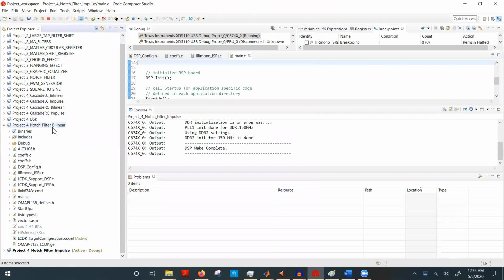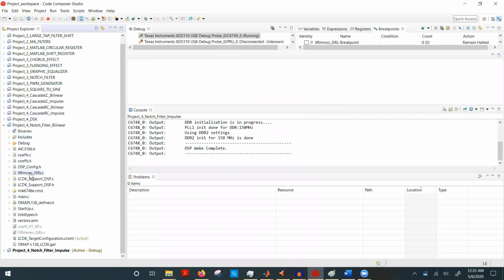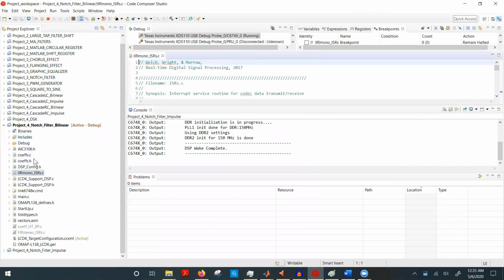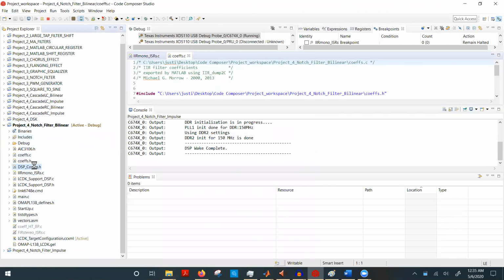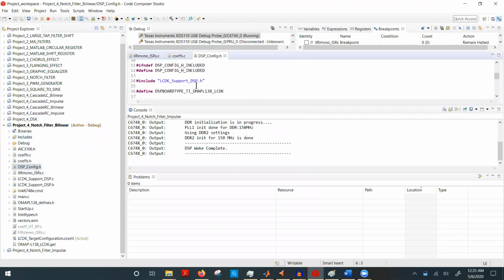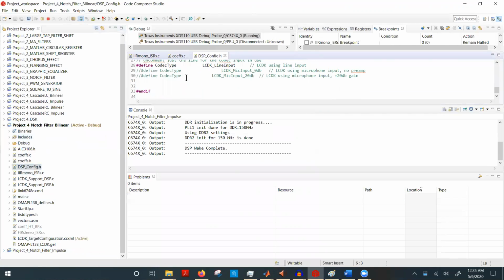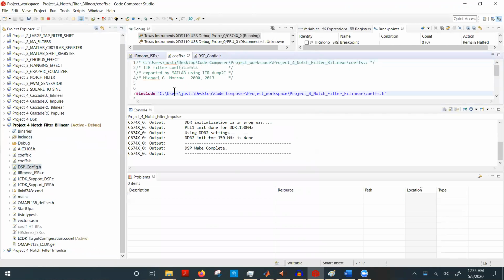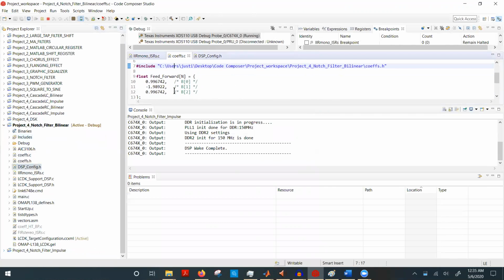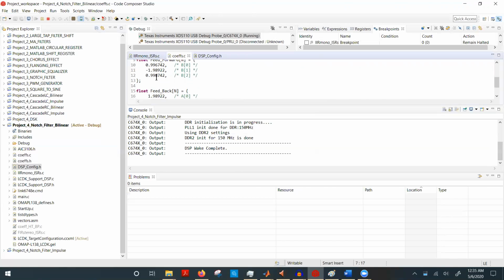So next we're going to do the bilinear transformation with the notch filter. So if I just close out all these files from the impulse response, impulse invariance, I can open up the coefficients, open up the DSP header. The DSP header, again, I have it set to 48,000 kilohertz. The coefficients, there aren't very many of them. There's only, again, 5 of them. There's 3 feed forward and 2 feedback.